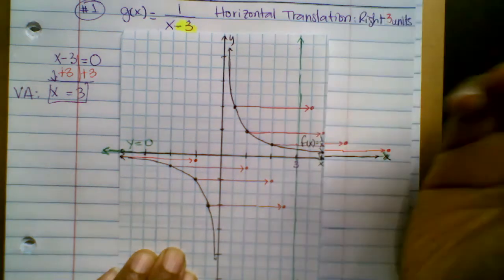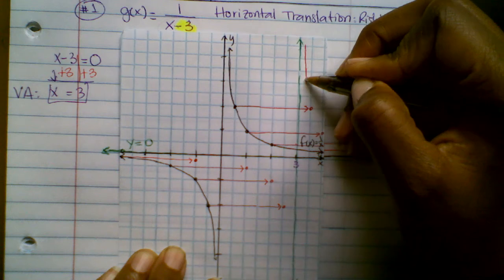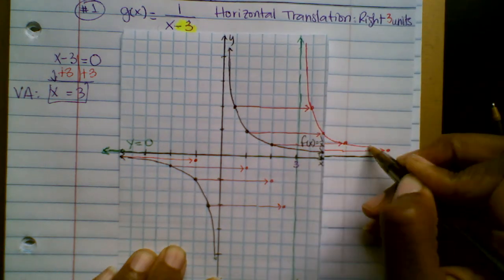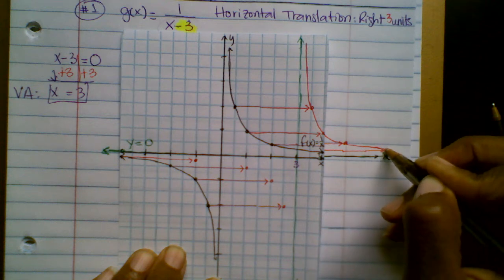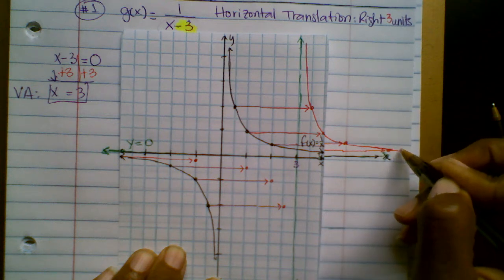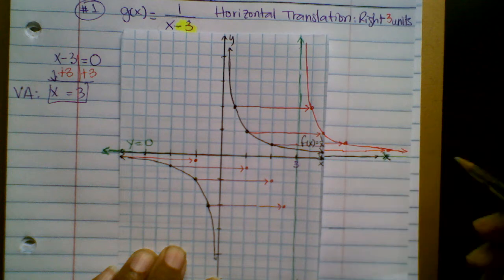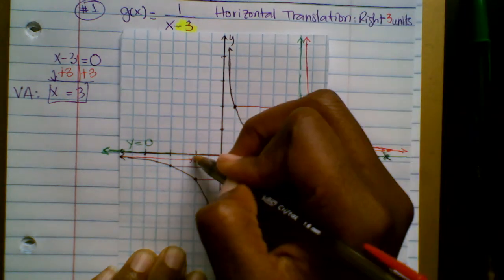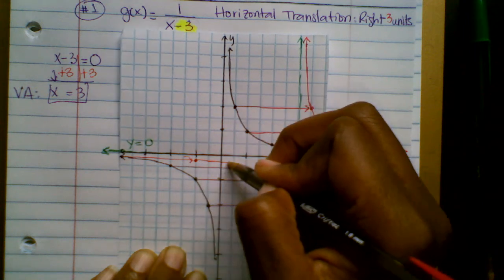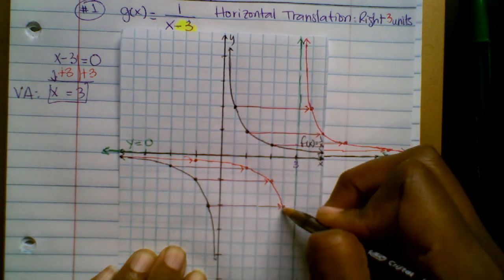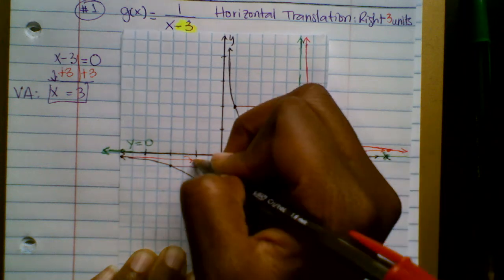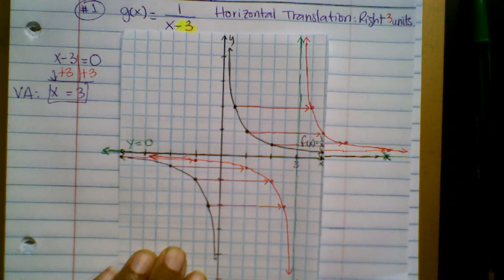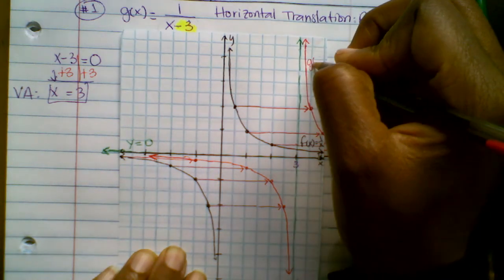Now I'm just going to connect the dots, and make sure the function is approaching the asymptote, but never crossing it over. Remember, include the arrows at the end. Okay, that's the graph of the function g of x.